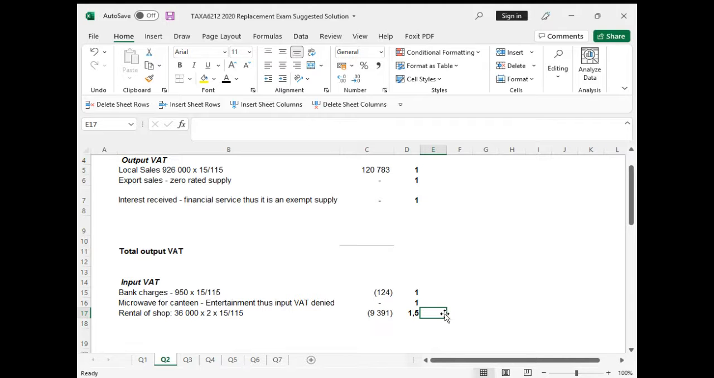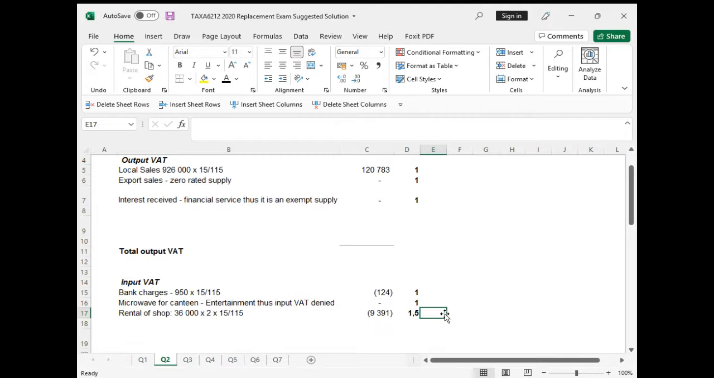Okay, so you'll see this is 1.5 marks. So you would have received half a mark for the 36,000, half a mark for the 2, and then 15 over 115 would have been another half a mark. Okay. So even if you missed the 2, you would have been able to get a full mark for that calculation.